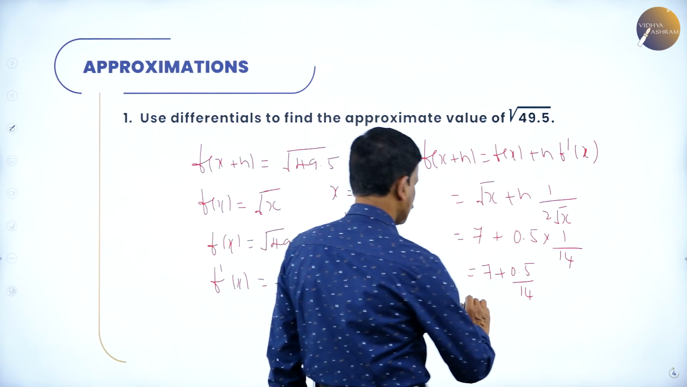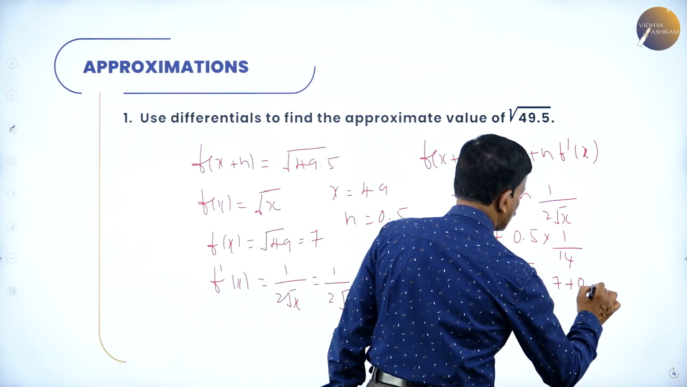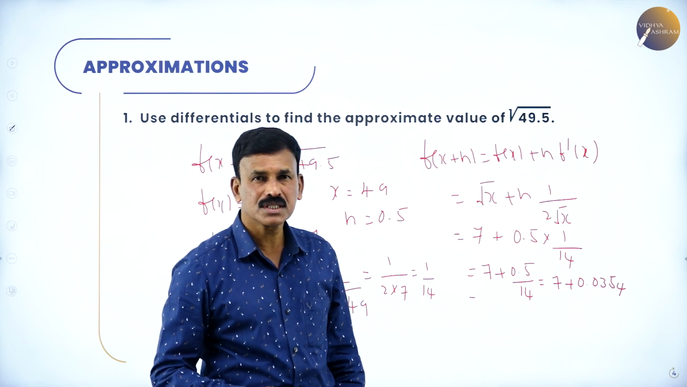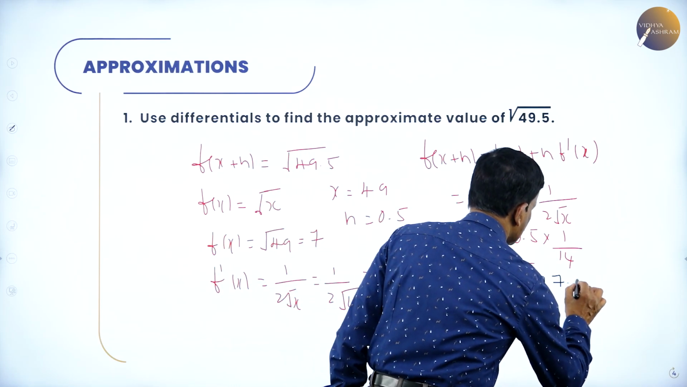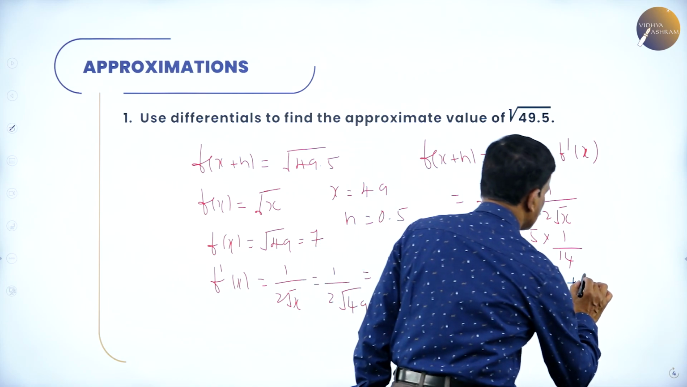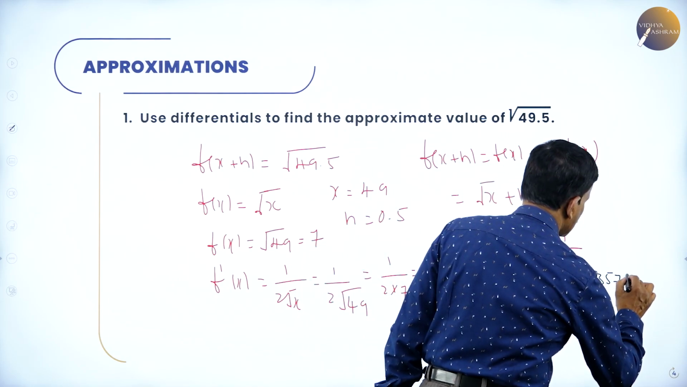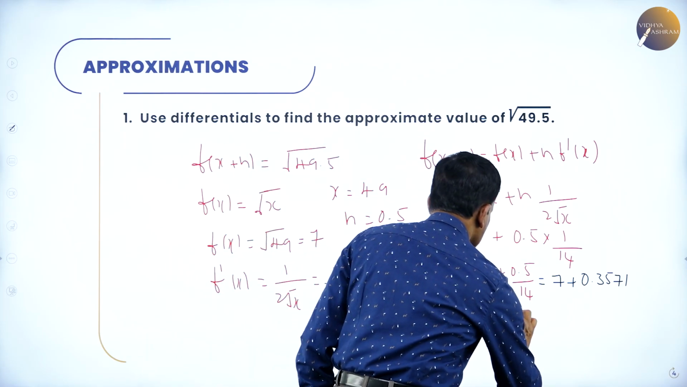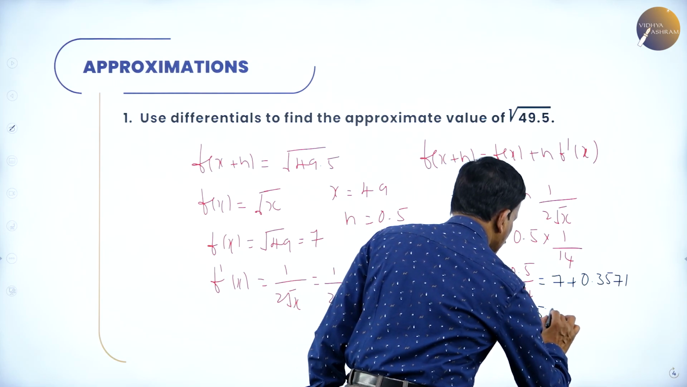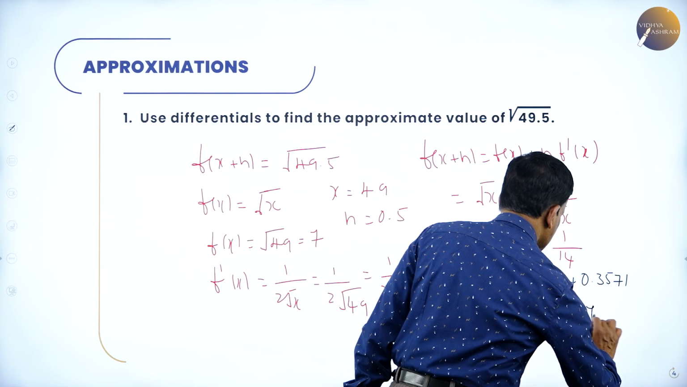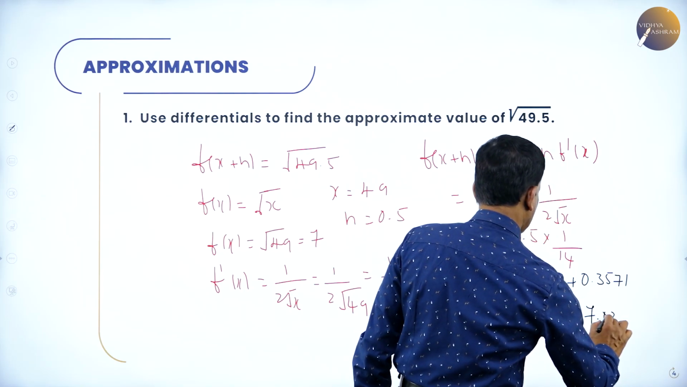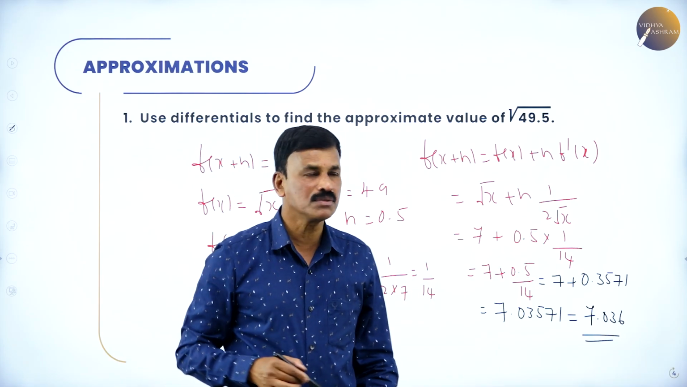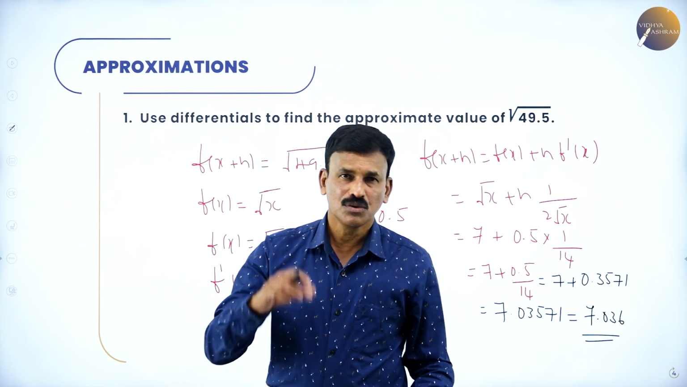So if you divide this, 0.5 by 14 is 0.0357. Add this. Now if you divide, 0.5 by 14 is equal to 0.03571. That's it. Add this. What is this equal to? So this is equal to 7.03571. So approximately, 7.036 is the approximate value of the square root of 49.5. That's it. Hope you followed, right?